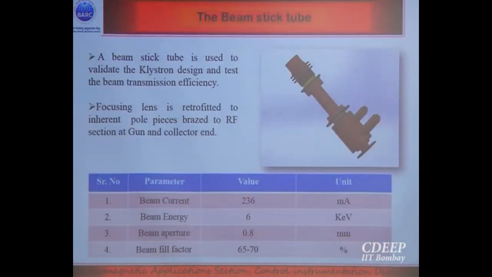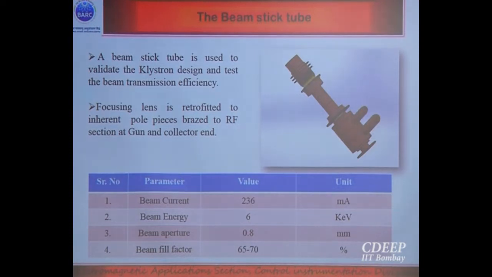So for the beam stick tube, when we start with the design, we don't complicate the design. We first only study the beam transmission. That means there are no RF perturbations, no RF waveguides, only resonant cavities, gun, and the collector region. Whatever field value we have got from the beam dynamics design, we apply that field value and check whether the beam transmission we are getting is 90%, 99%, or less than that, just to check the magnetic circuit.